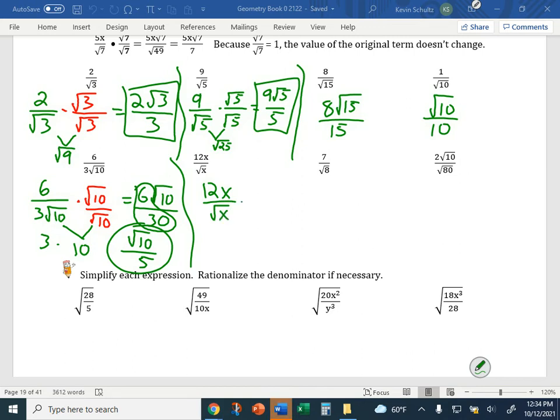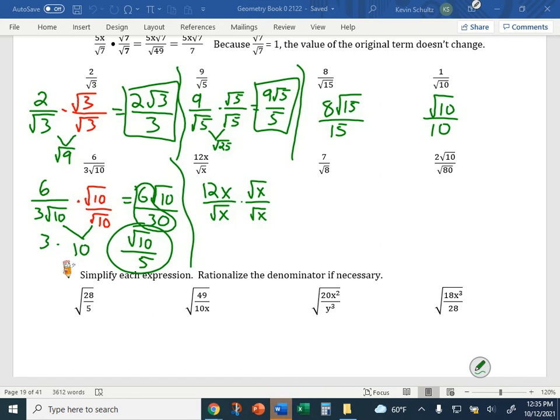Eventually, hopefully, there'll come a point when variables don't scare you, okay? But just like every other one that we've done so far, what do I want to remove from the denominator? Joey, the root x, right? So what am I going to multiply by? Not root 7 over root 7, not root 5 over root 5, not root 3 over root 3. Root x over root x. Right? Because it equals 1.